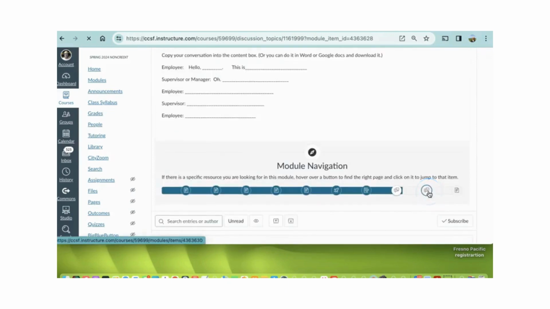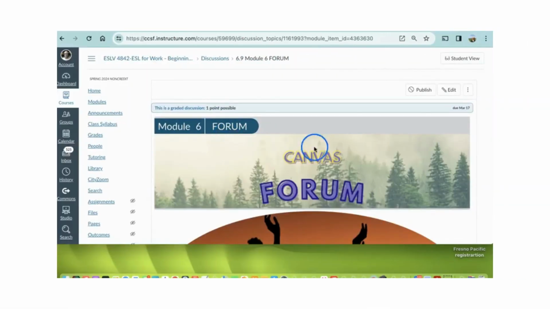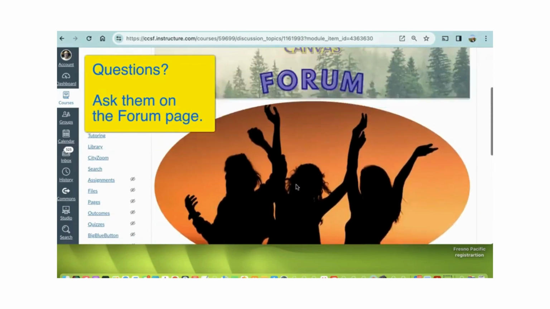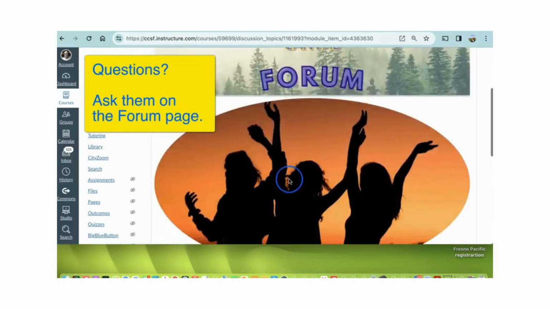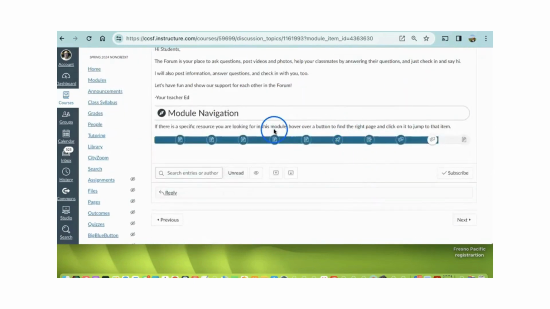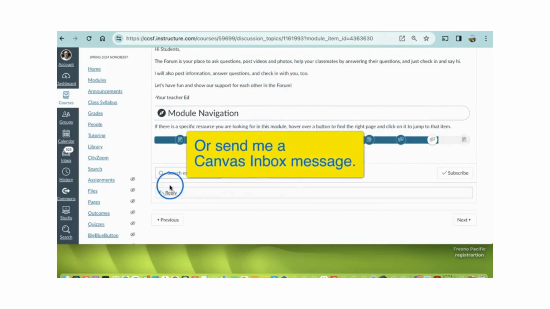All right, and the last two pages are our forum page where you can ask any question you want about Module 6 or anything else in the course. And I hope you will take advantage of this, or if there's something wrong with one of the exercises, you can let me know by writing a post on the forum page, or you can send me a Canvas inbox message.